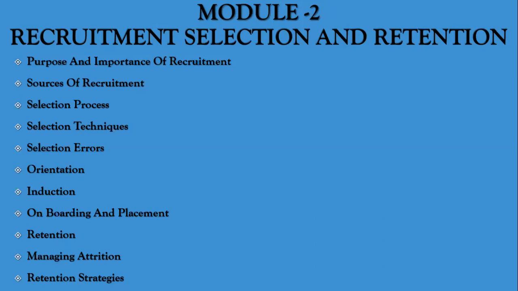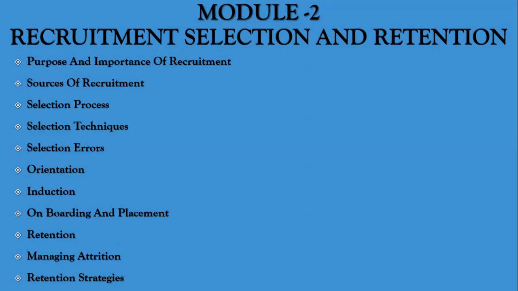Purpose and importance of recruitment, very important. What are the various forms and sources of recruitment, very important again. The selection activity, the selection process and the steps involved in it, the techniques of selection, and the common pitfalls, errors or mistakes people commit when they select candidates, right? That is called selection errors. Then orientation and induction, which we've already described in the previous sessions, the previous semester subjects also. And then onboarding and placement.